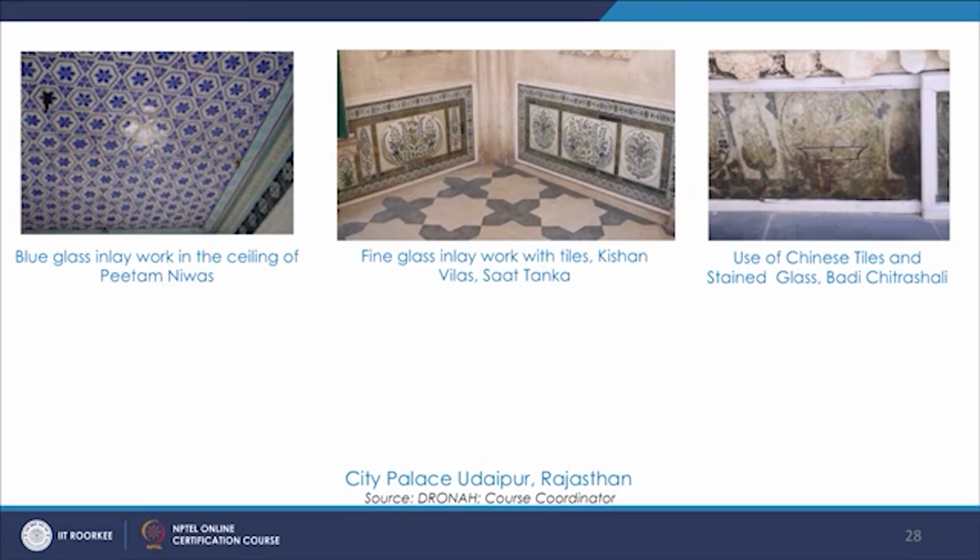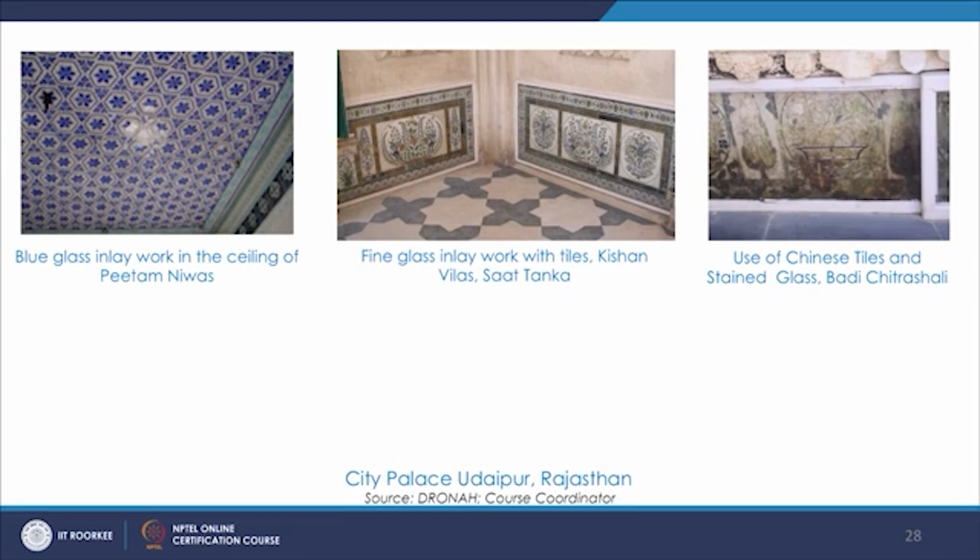Now discussing in a little more detail the different kinds of techniques and space making crafts, or the building crafts, that we see in this palace. Here we see this blue glass inlay work. It is the ceiling of Pitam Niwas over here. This is again a very intricate detailed work. This is fine glass inlay work with tiles. This is seen in Kishan Vilas, Sat Tanka.